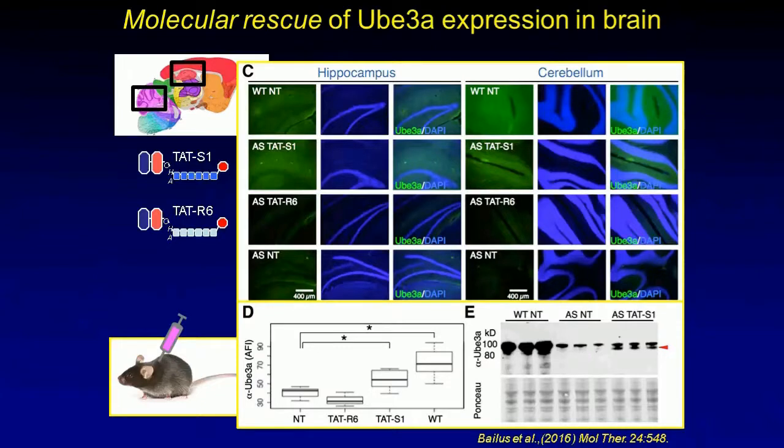And then down below, you can see some quantitation. The TAT-S1 protein brings up the expression level significantly, maybe not all the way to wild-type levels. And then we see another Western blot where we can see some restoration of the UBE3A by Western blot. Now, looking at all of this data together, you might ask, well, what would happen if we increase the dosage of the TAT-S1 protein? And we're doing those studies now.